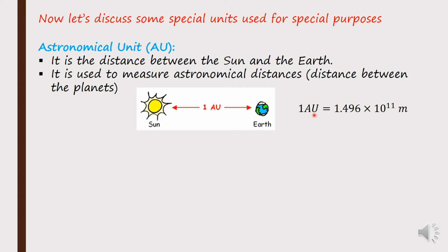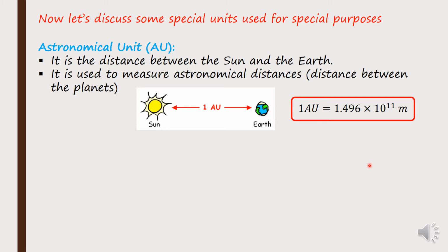So one astronomical unit is actually equal to 1.496 into 10 to the power of 11 meters. This is something which you should know. How much does one astronomical unit equal to? It is equal to 1.496 into 10 to the power of 11 meters. So you can see how much more it is. It is 10 to the power of 11 times. That much big of a number this is. So that was about astronomical unit.